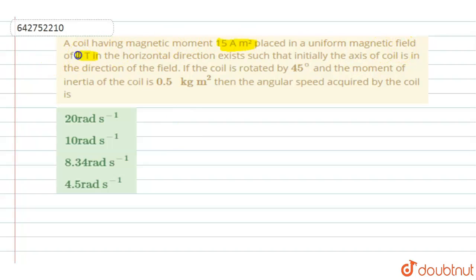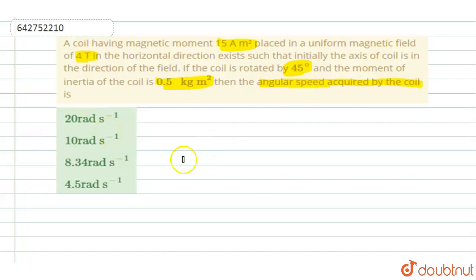A coil having a magnetic moment of 15 ampere per meter square is placed in a uniform magnetic field of 4 Tesla in the horizontal direction, and it exists in such a way that initially the axis of the coil is in the direction of the field. Now if the coil is rotated by 45 degrees and the moment of inertia of the coil is 0.5 kg meter square, then you have to calculate the angular speed acquired by the coil.